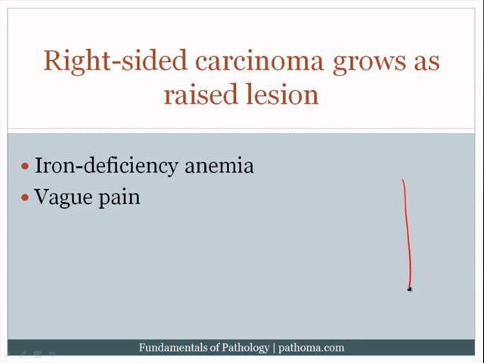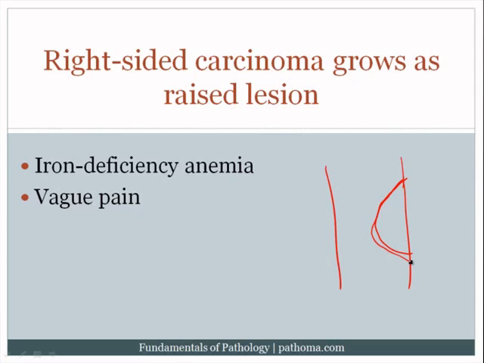At the same time, we can also develop right-sided carcinoma, and the interesting thing about right-sided carcinoma is that it tends to grow as a raised lesion. So if this is the right side, it tends to grow as this kind of bump or raised lesion on the surface of the colonic mucosa. Now again, this isn't a polyp. It's not arising from an adenomatous polyp. It just simply grows as a raised lesion on the surface.